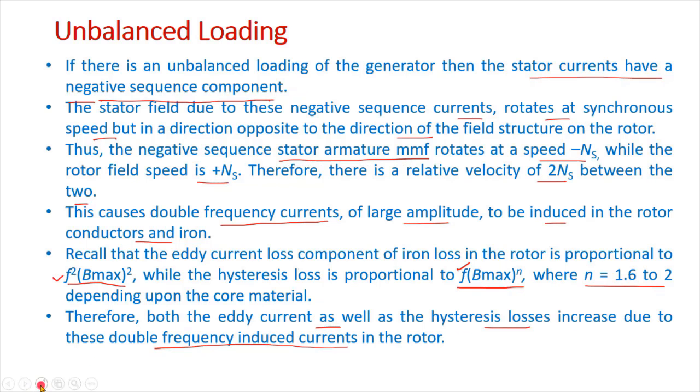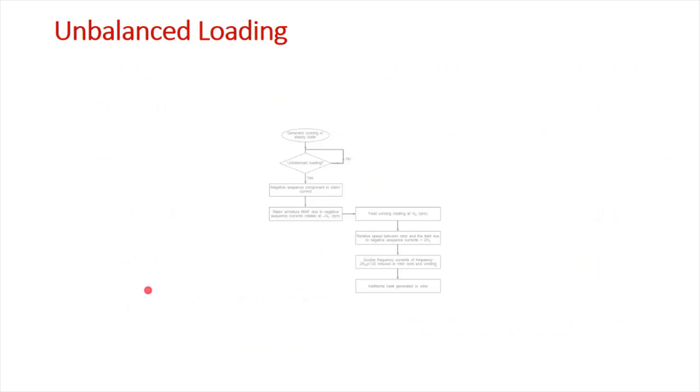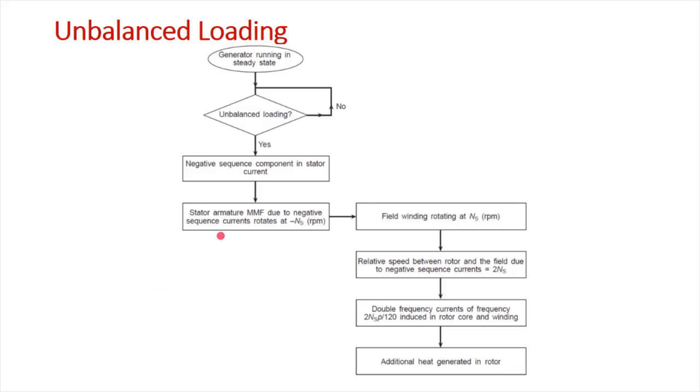So how do we avoid this situation? Let us see how we can protect. This is the flow diagram of how the additional heat is generated in the rotor circuit and the rotor core. When the generator is running in the steady state, it checks whether unbalanced loading is happening. If no, then it is okay. If yes, then the negative sequence component in the stator current is present, and the stator armature MMF due to negative sequence current rotates at minus ns rpm, and that causes another component of the flux which is rotating in the opposite direction, right?